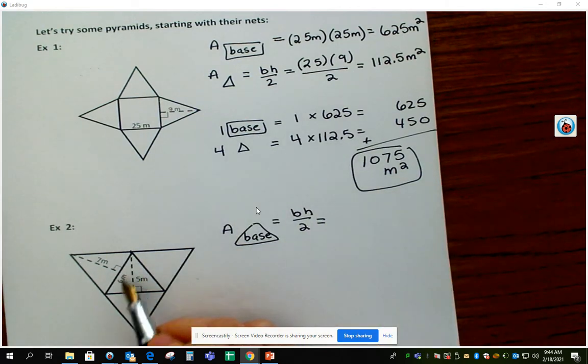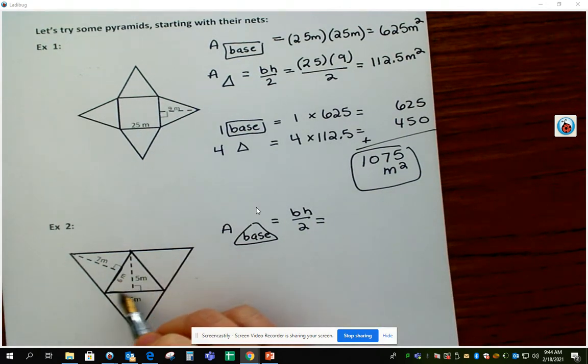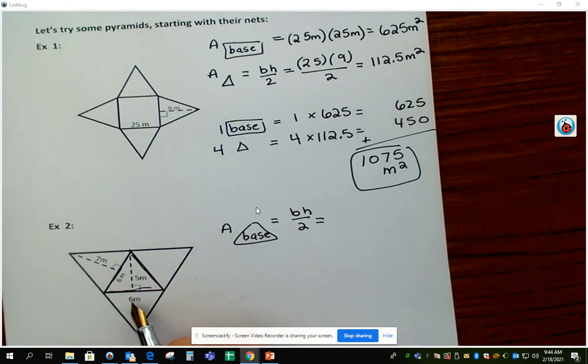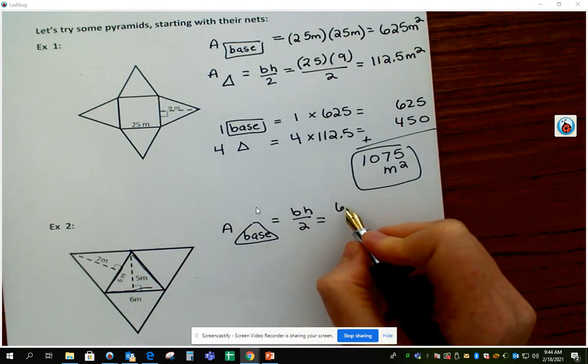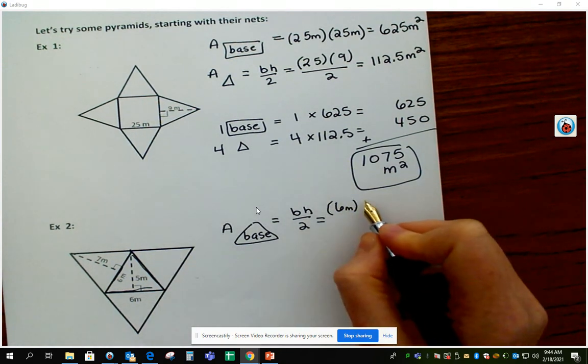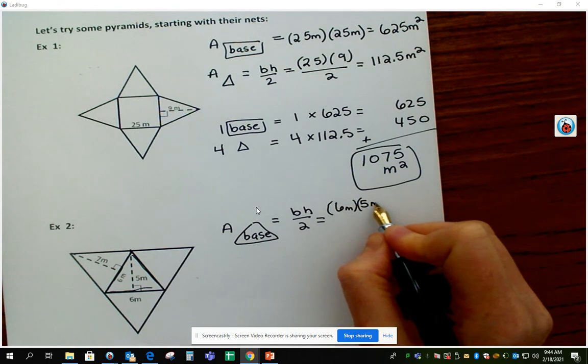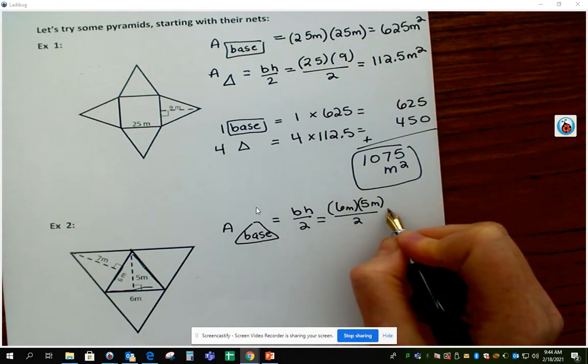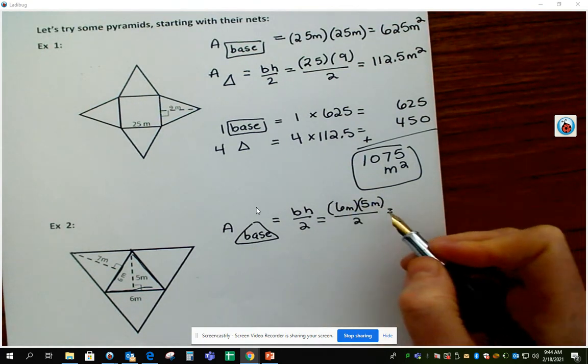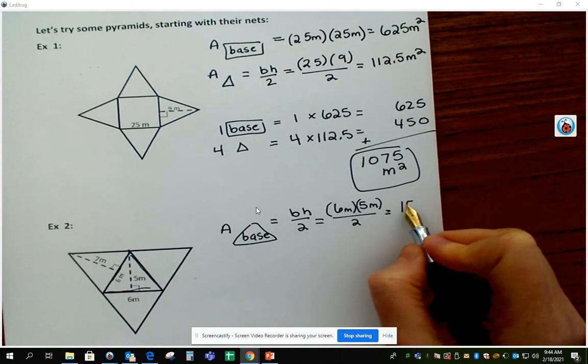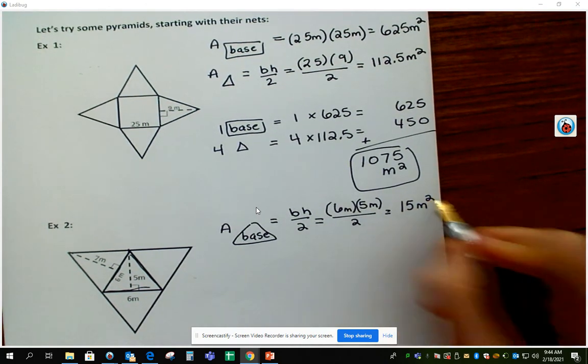So let's look at just this middle triangle. The base of this one is 6, and the height of this one is 5. So 6 meters times 5 meters divided by 2 would be, 6 times 5 is 30. 30 divided by 2 would be 15 meters squared.